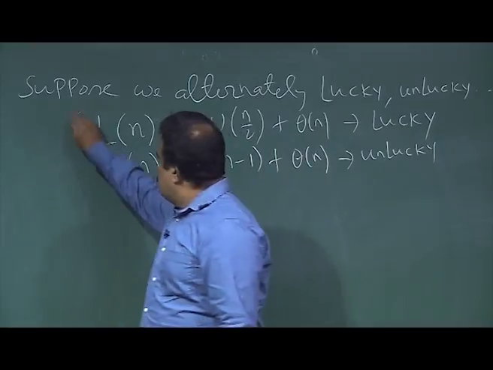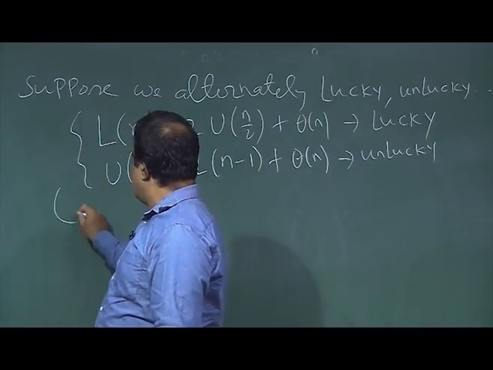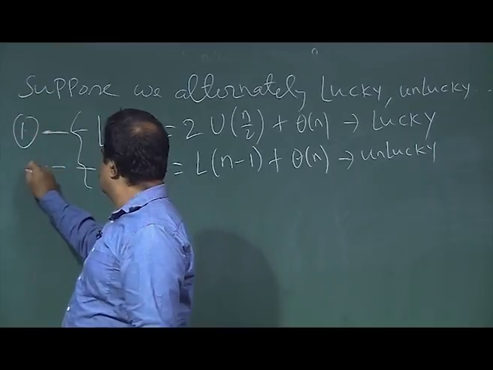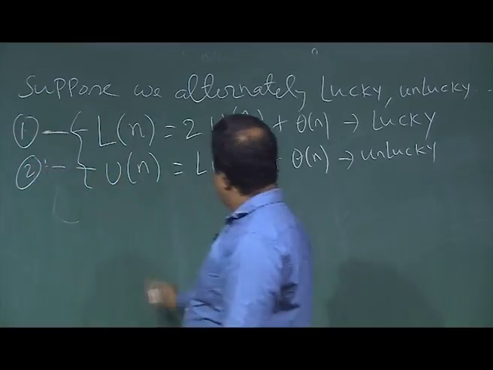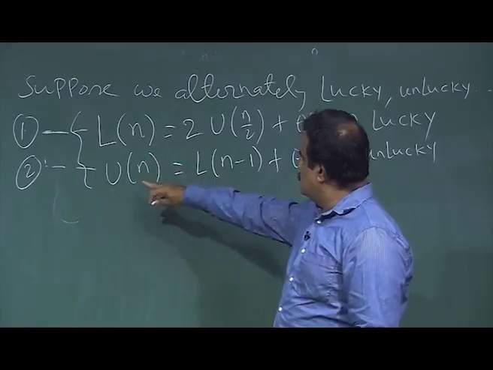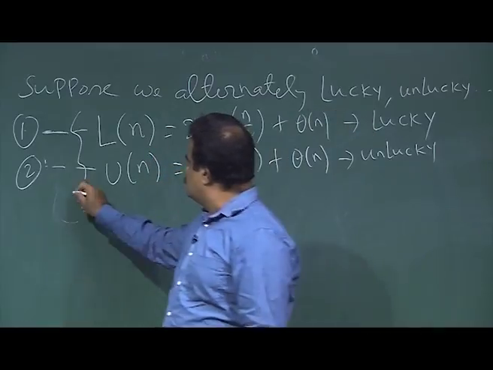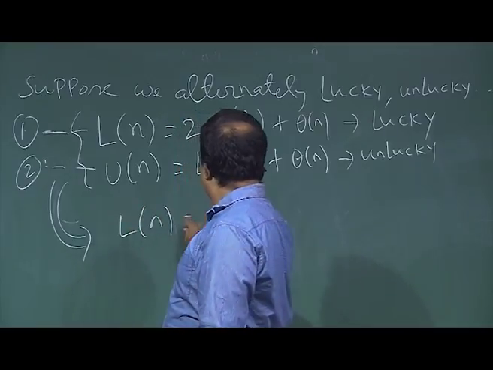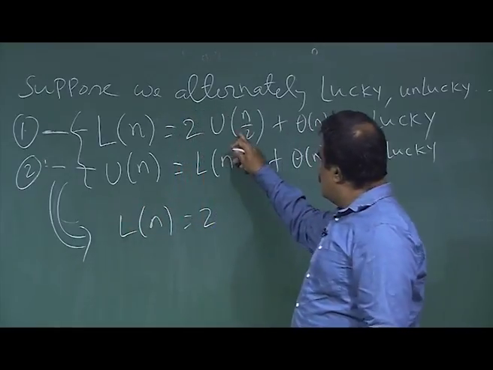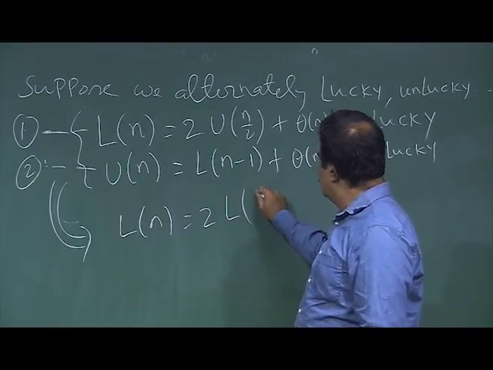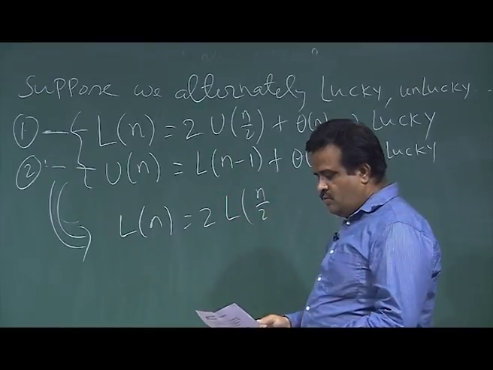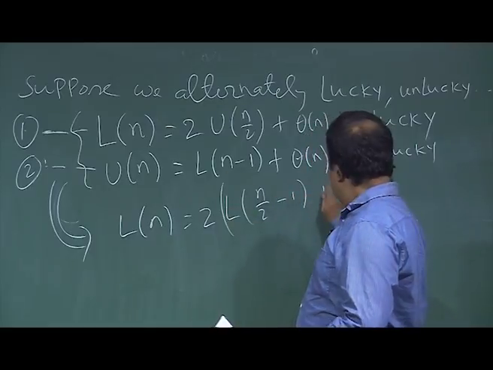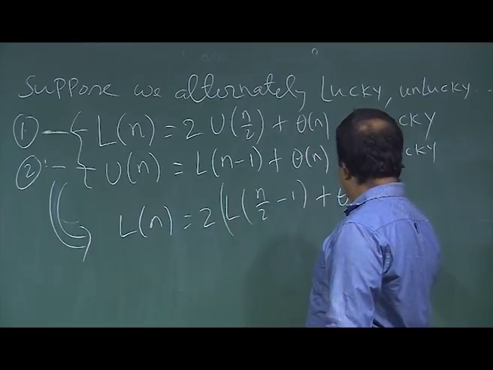Okay, so now we want to solve this. This is 1, this is 2. Now we put this 2 in 1. So that means this will give us what? L of n by 2 minus 1 plus theta of n by 2.